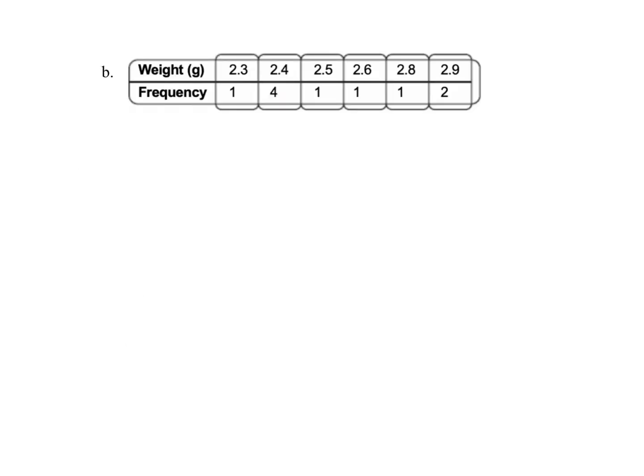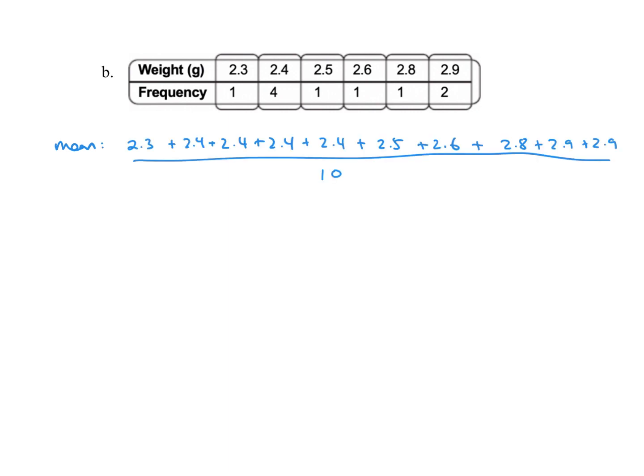In this data table, we are given the frequency that given data values occur. A weight of 2.3 occurred once, a weight of 2.4 grams occurred 4 times, 2.5 occurred once, and so on. So to find the mean, I could list all these data values. And as you can see, I wrote 2.4 4 times because it occurred 4 times. And 2.9 occurred twice, so I put 2.9 twice, and everything else occurred once.